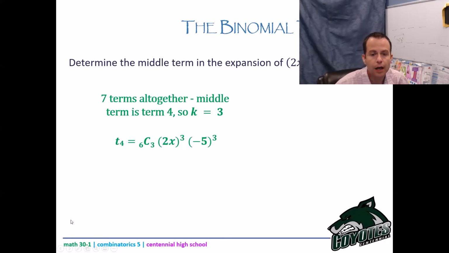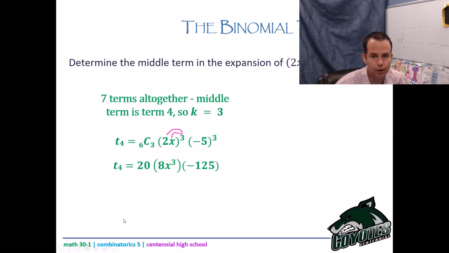Okay, common mistake kids make here. Don't forget that that exponent of 3 will apply to both of those guys in there. So this is now going to be 2 to the 3, which is 8, and x to the 3. Then in your calculator, you want to figure out what 6 choose 3 is. And so we end up with 20, that's 6 choose 3. 2 to the 3 is 8. I got x to the 3, and I got negative 5 to the 3 is negative 125.